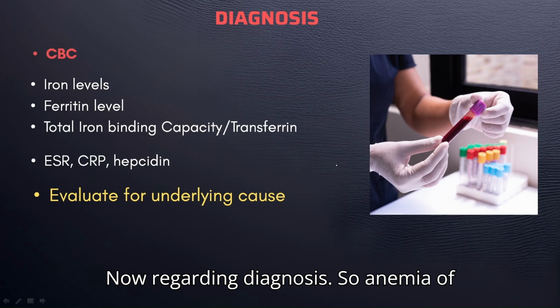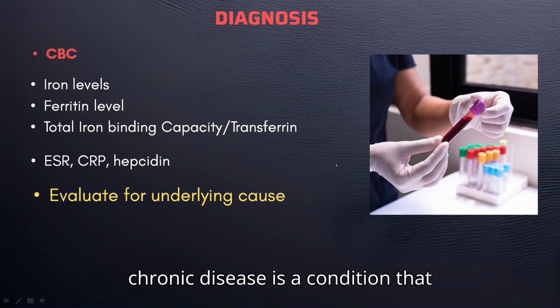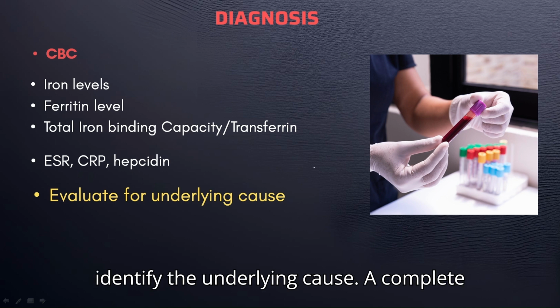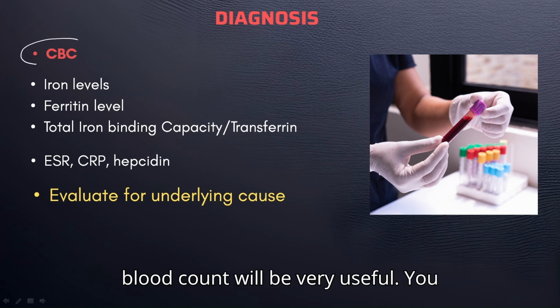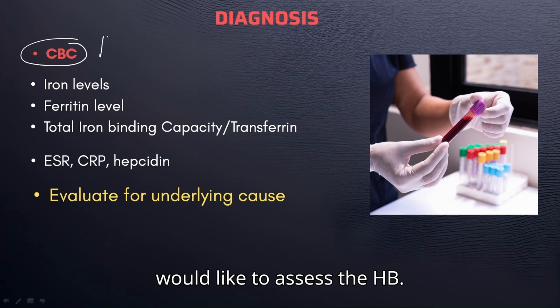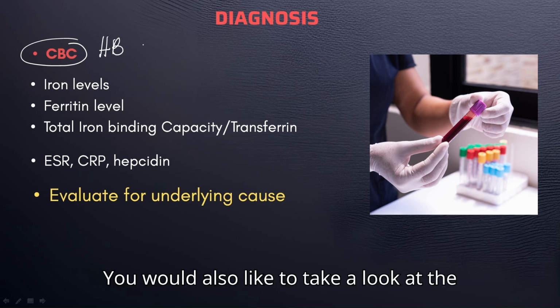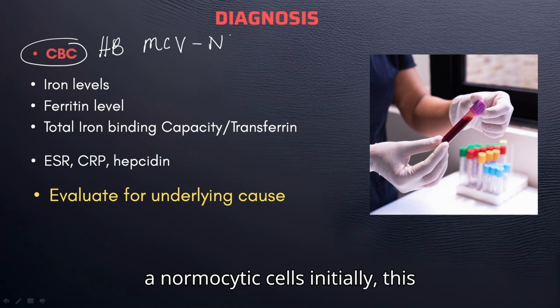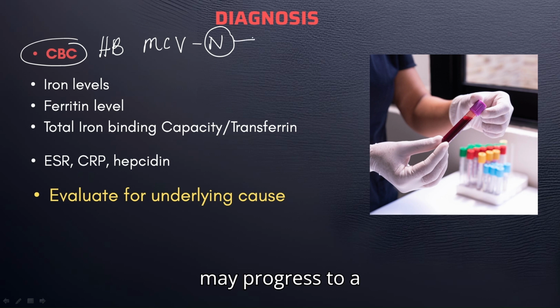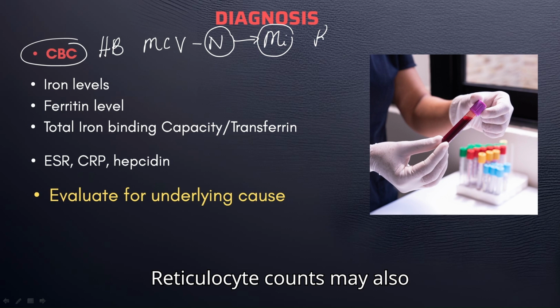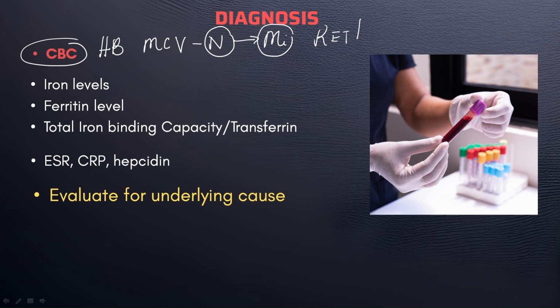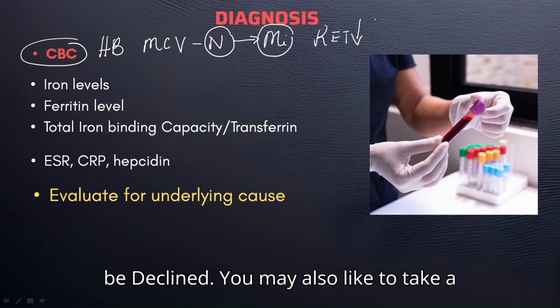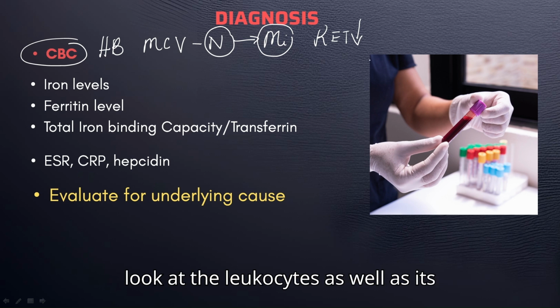Now, regarding diagnosis, anemia of chronic disease is a condition that requires a thorough evaluation to identify the underlying cause. A complete blood count will be very useful. You would like to assess the Hb. You would also like to take a look at the mean corpuscular volume, which would show normocytic cells initially. This may progress to microcytic cells. Reticulocyte counts may also be declined. You may also like to take a look at the leukocytes as well as their formula.